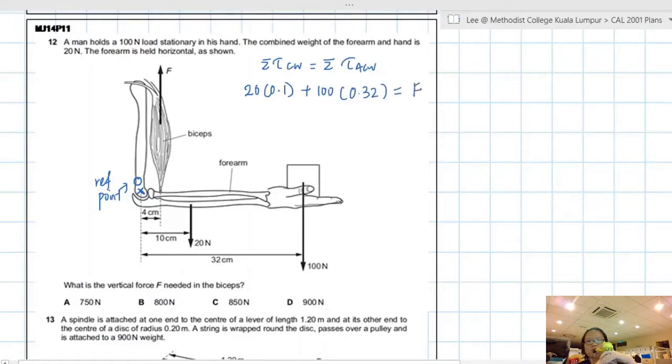Plus 100 times the perpendicular distance 0.32. That would be the force needed to be generated by the bicep multiplied by the distance from the bicep. So you curl, for the guns. Okay, then you can find F. The diagram looks scary, that's all. It's a pretty doable question.